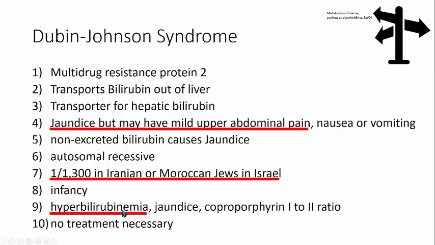This is typically less than the hyperstates of Crigler-Najjar, but you can actually see it as elevated. It can be as high as Crigler-Najjar disorders, but what will be the hallmark is that you also have coproporphyrin 1:2 ratio is completely off relative to Crigler-Najjar disorders. Dubin-Johnson is not treated. It is typically extremely mild, and we let them recover on their own.